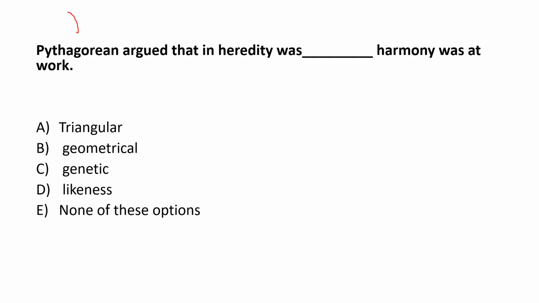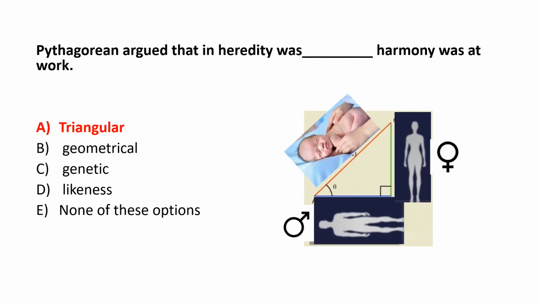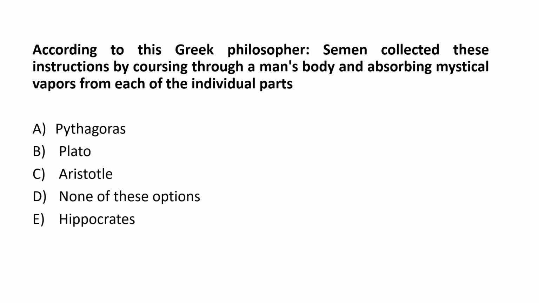So the people who consider that Pythagoras was right argue that heredity was harmony at work. So it was, and we just saw it, a triangular harmony at work. So it was not only geometrical, it was triangular, and they didn't know anything about genetics. Likeness is not exactly what he talked about, so none of those options. So triangle is the right answer. And this is an additional question in case you have more questions. Now I want you to stop the video and read this question.